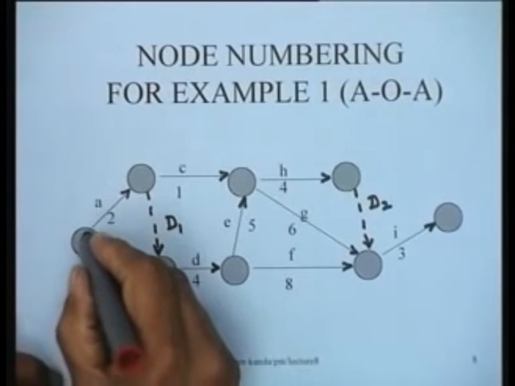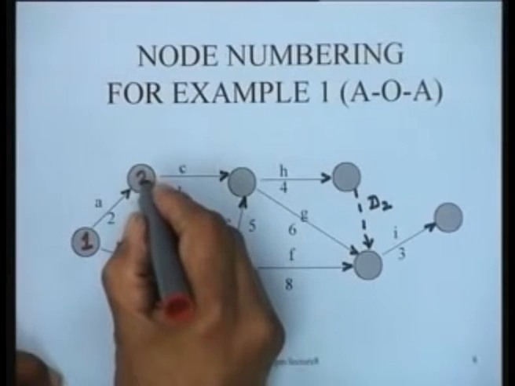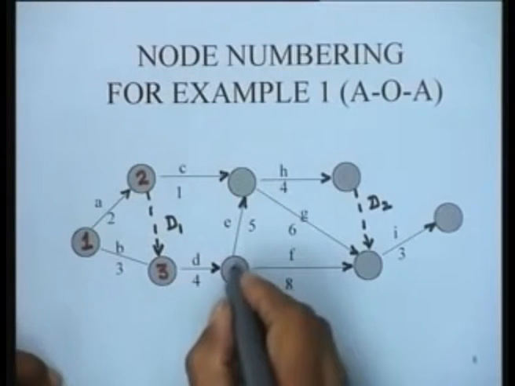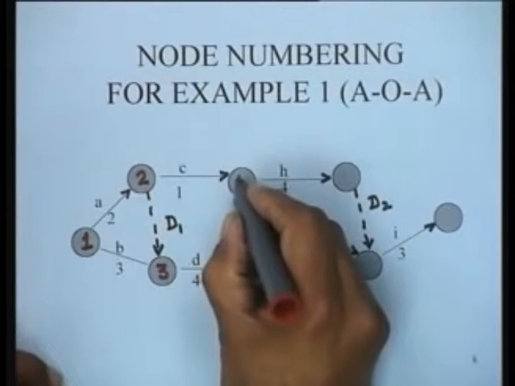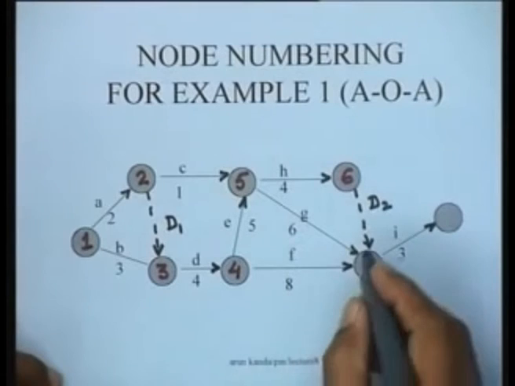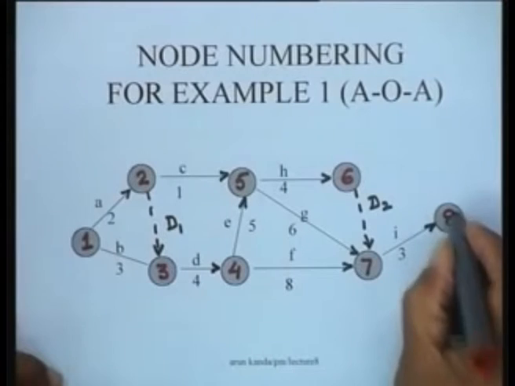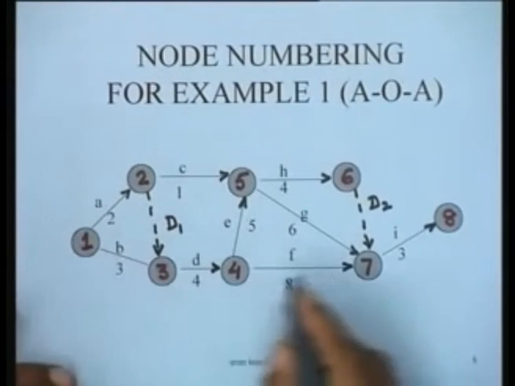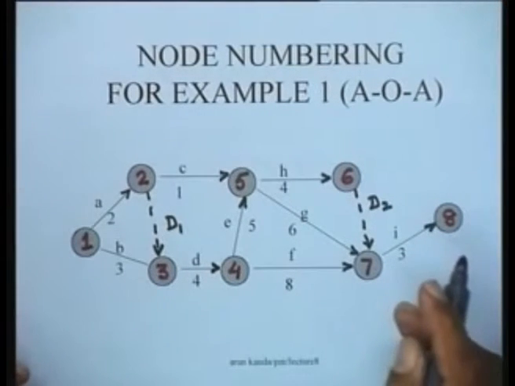The source node is numbered as node number 1. This would be clearly node number 2, and after this would be node number 3. Then we can number this node as node number 4. Then we can call this node number 5, and after this we have to call this node number 6. Then we call this node number 7, and finally this is node number 8. So, this is the node numbering scheme, and we have now developed a network in which all the nodes are properly numbered.